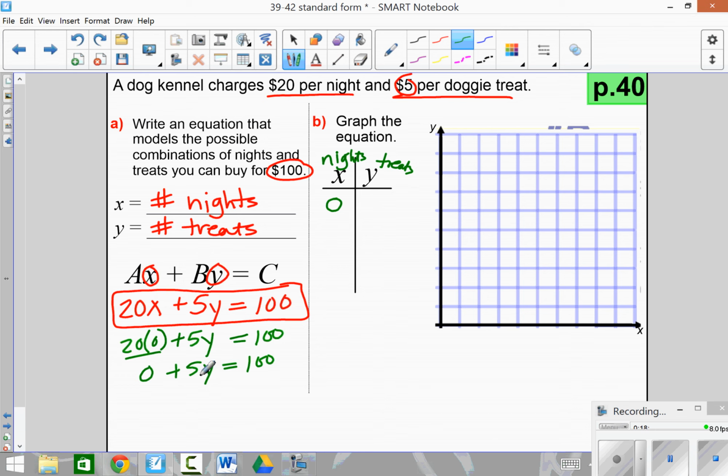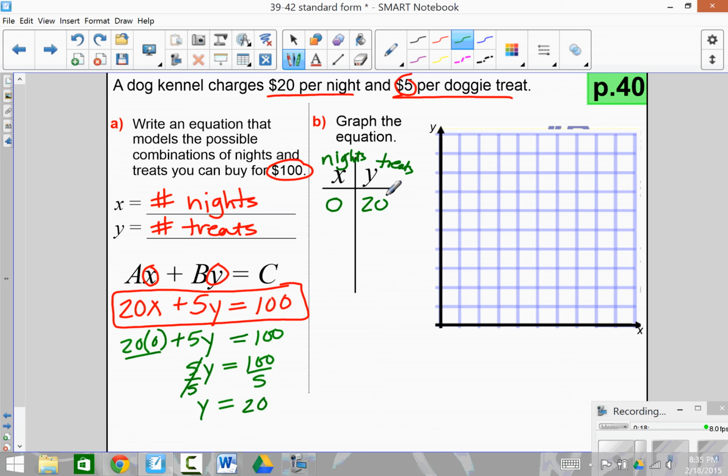And all I have to do here is figure out what y is. Well, this 0 really doesn't do anything for us, so we can actually just erase it. We have an equation 5 times y equals 100. And we know the inverse operation to undo this is we're going to divide by 5. Well, y is going to equal 100 divided by 5, which is 20.